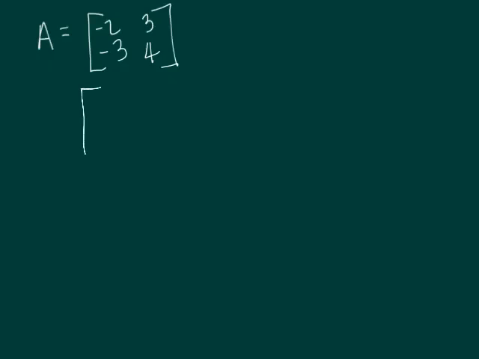So we're going to write this as -2, 3, -3, 4, and remember augmented means we put this line here, and we're going to have another matrix over here like that. Okay, so what I have here on the right is my 2 by 2 identity matrix. What I'm doing here is I'm trying to find another matrix that when I multiply it by this, I'm going to get this.